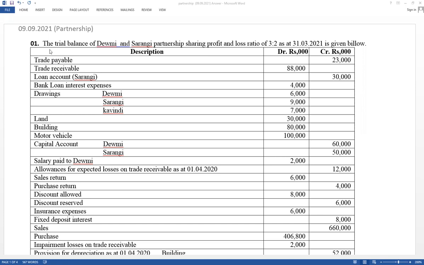A trial balance has been given for Devumini and Sarangi. The partnership shares profit and loss 3:2. The trial balance is given as at 31st March 21. Therefore, now try to recognize how to prepare financial statements. For a company also it is the same way, with a small difference. Think of sole proprietorship, we have discussed how to prepare financial statements. For a partnership it is also the same way. Therefore, you have to know how to prepare financial statements based on a trial balance. That is the main part.